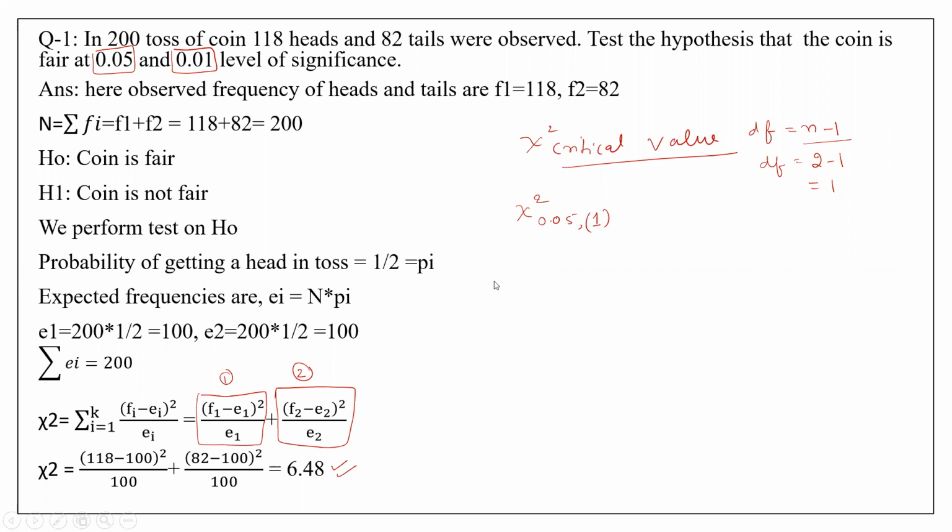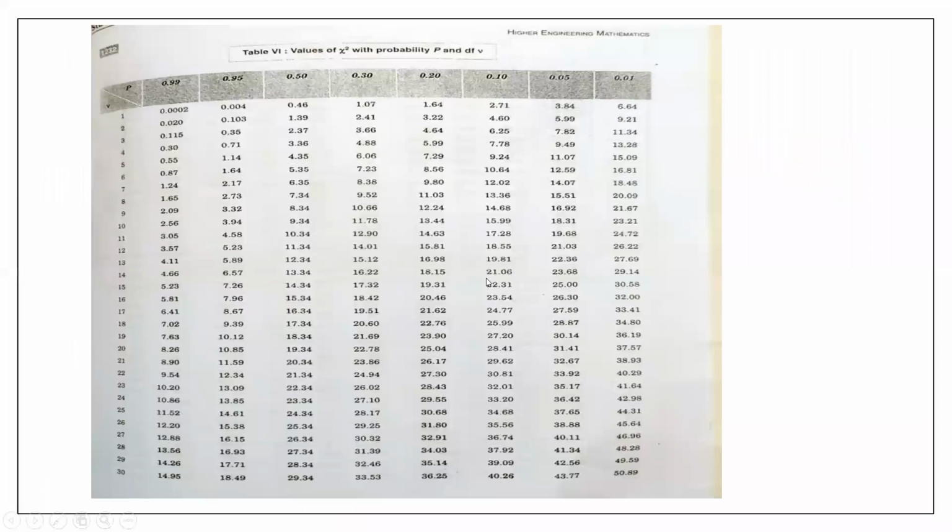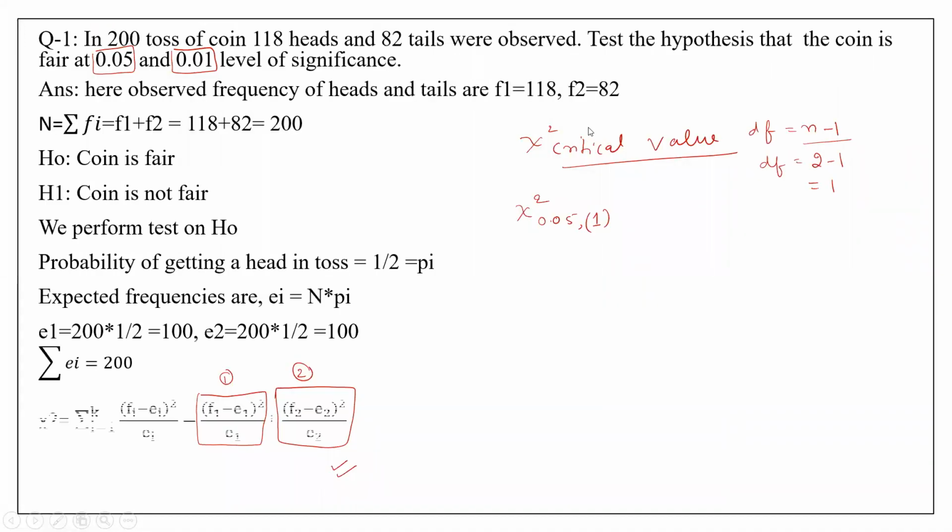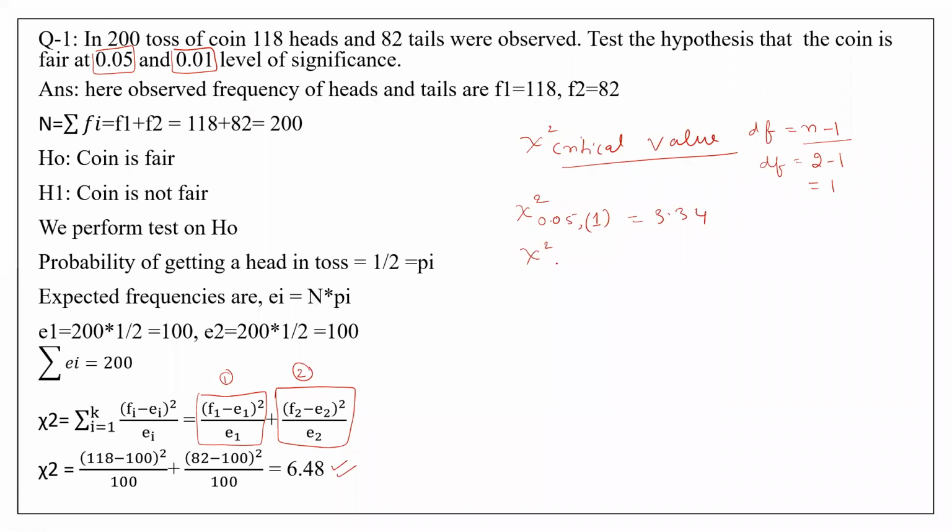This value we have to check from the table. So let us quickly go to the table. We have 0.05 here and we have 0.01, and degree of freedom is 1. So for 0.05 the value is 3.84 and for 1% the value is 6.64. So we will write both the values, 3.84 and 6.64. Chi-square at 1% level of significance and 1 degree of freedom is 6.64. So now we have both the values.